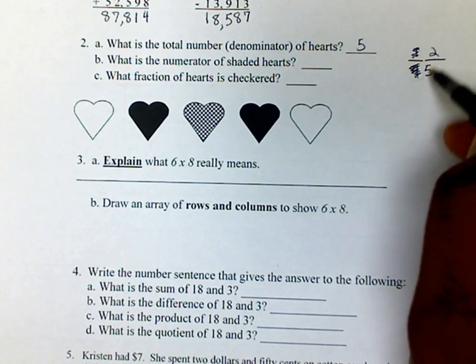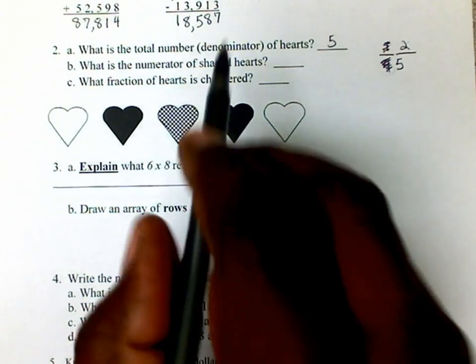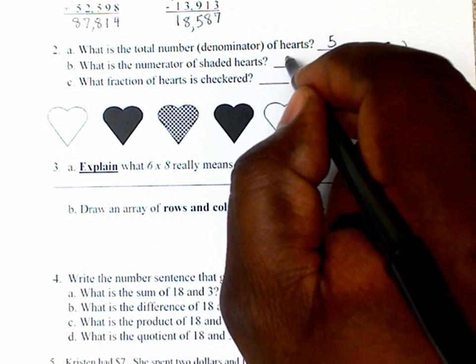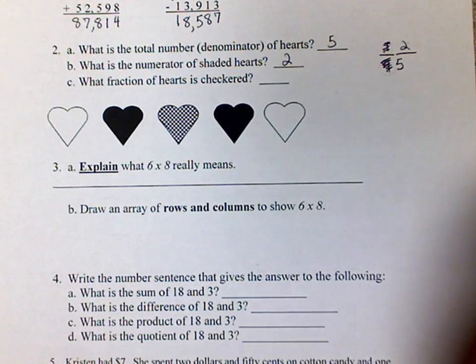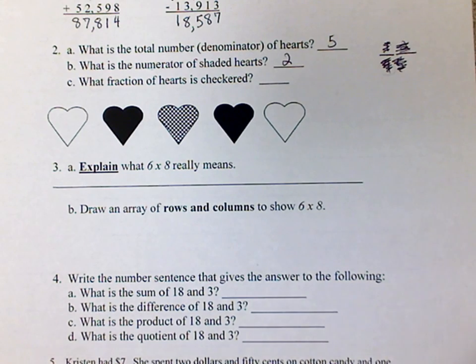Now, we can't write the whole fraction because they didn't ask for a fraction. They only asked for the numerator, and the numerator is 2. So we're going to write a 2 here. You have to give them what they ask for.